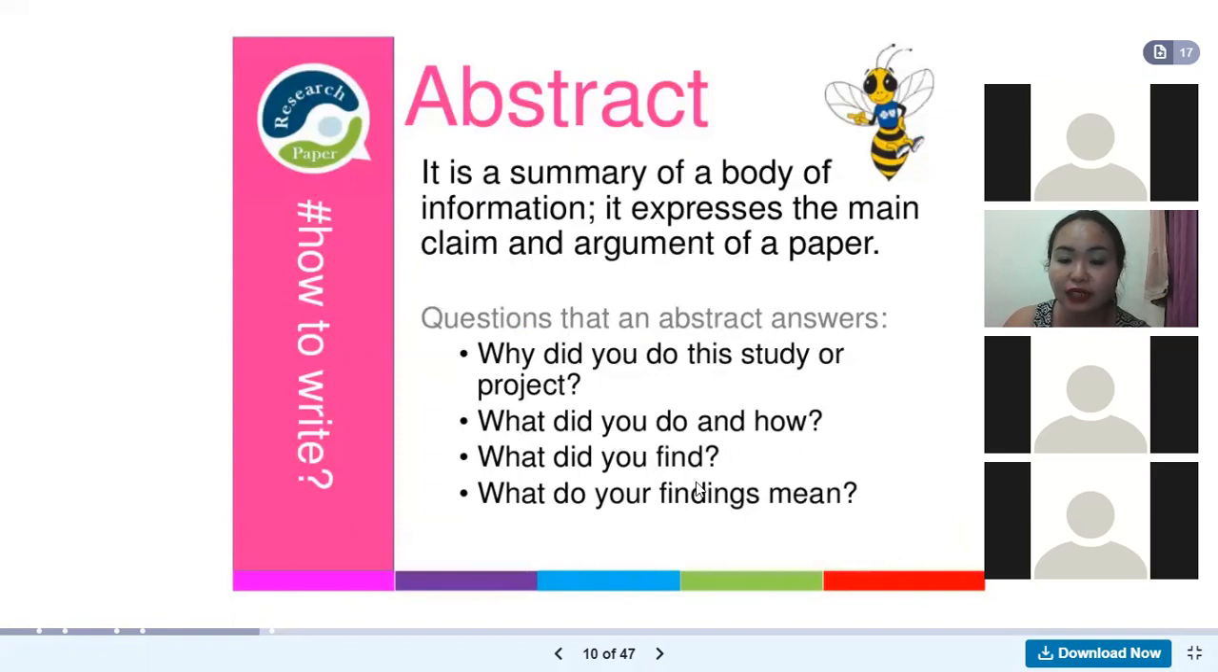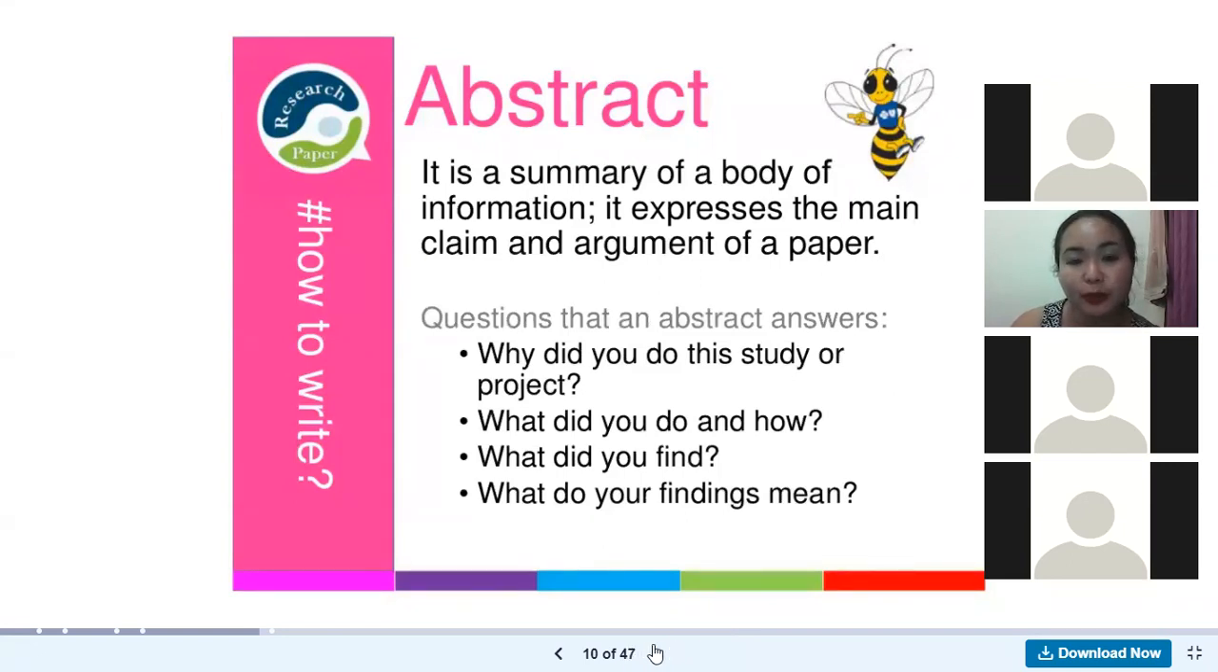And what did you find out? This is the result. And what do your findings mean? It's not really the conclusion, but what is your discussion? So that should be your abstract. And although you're not going to do the abstract for now, when you do your thesis writing, you will practice this at that time.